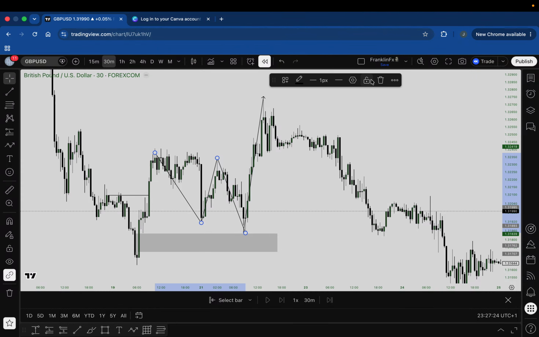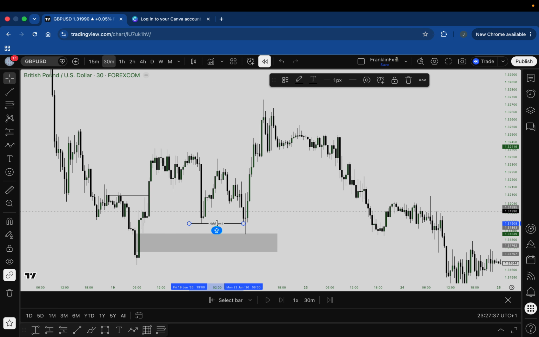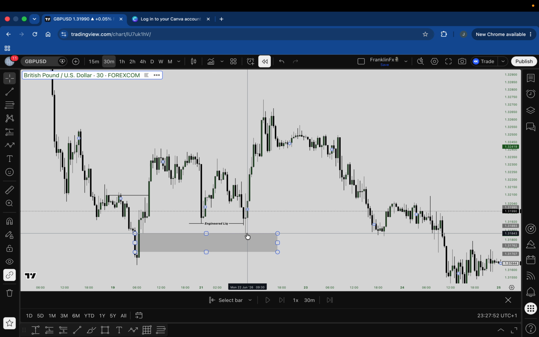So automatically, this particular zone here, let me mark it out. As you can see, was used as what? Engineered liquidity for this POI. I see it now. Market came very close to it, but it didn't touch it. Went up, came all the way down, touched our FVG, and then boom.